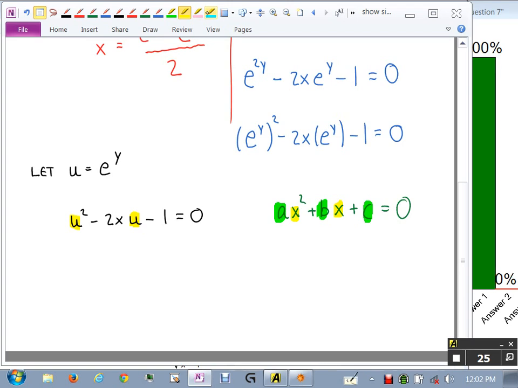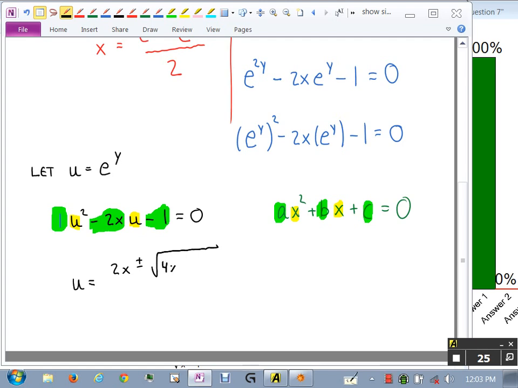Our constants are actually the number in front of u squared, which is what? 1. That's like the a. The b for us is what, though? Negative 2x is our b. And then our c is what? Negative 1. And according to the quadratic formula, the solutions to this are u is equal to, what was the quadratic formula? Negative b, so that would be what? For us, 2x plus or minus the square root of negative 2x squared. So b squared, what's negative 2x squared?